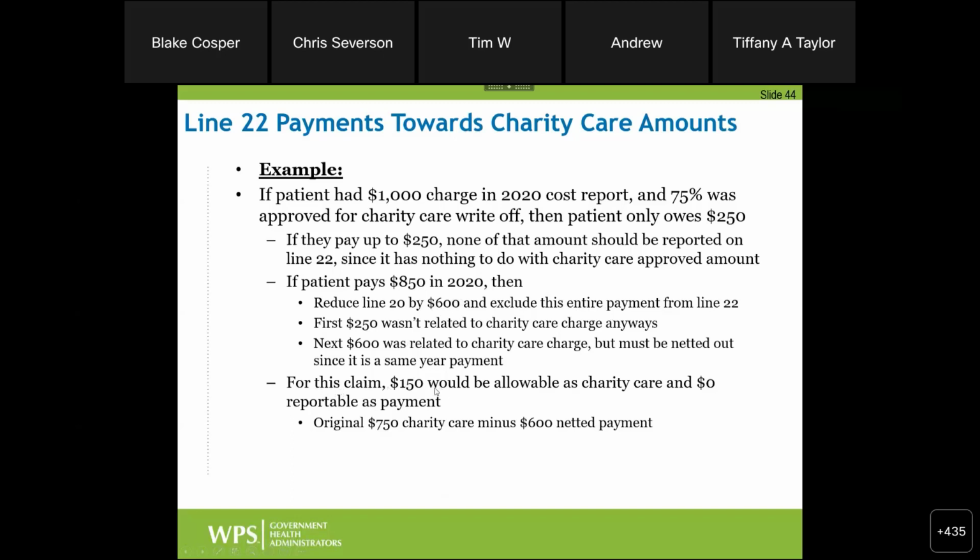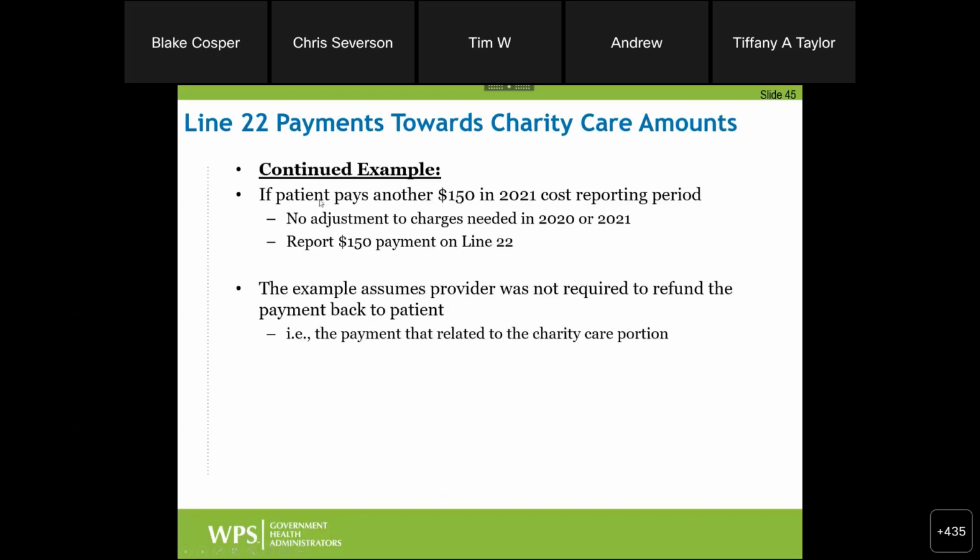Now, in that situation, only $150 of charity care ends up being on line 20, and there's no payment reported. But let's move to the next year, 2021. They pay another $150, which is now in a different year.